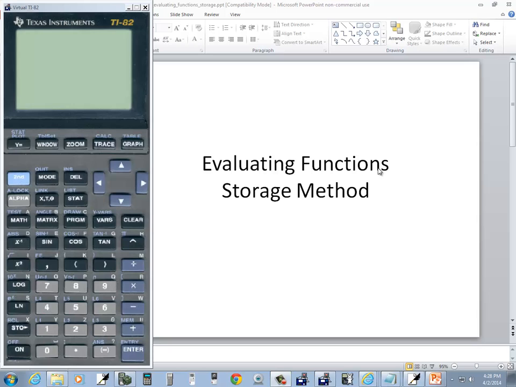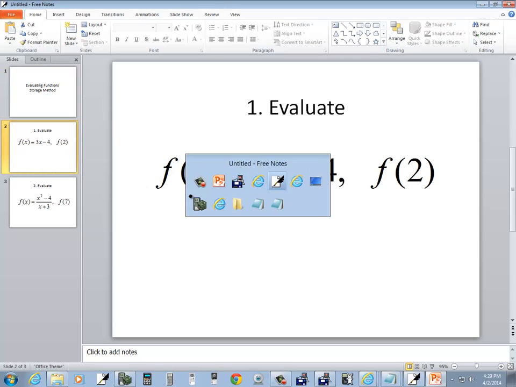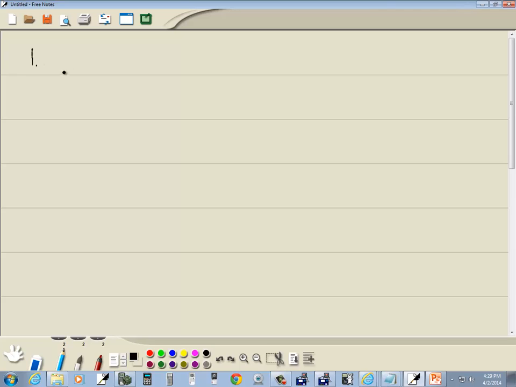Let's take a look at evaluating functions using the storage method on a TI-82 calculator. And let's take a look at our first problem here. So I'm going to write this down. We got f of x is equal to 3x minus 4, and we want to find f of 2.